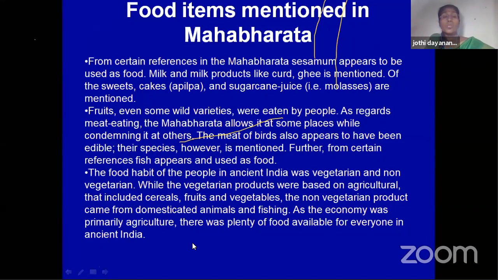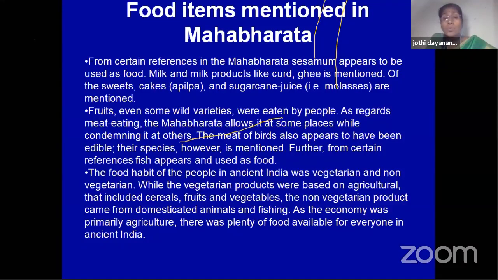So there is a mention of food even in the Mahabharata. From certain references in the Mahabharata, sesame appears to be used as food. Milk and milk products like curd and ghee are mentioned. And sweets, cakes, apupa, and sugarcane juice are mentioned. Fruits, even some wild varieties, were eaten by people, as regards meat eating.